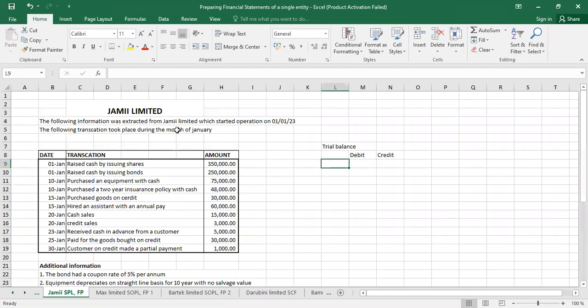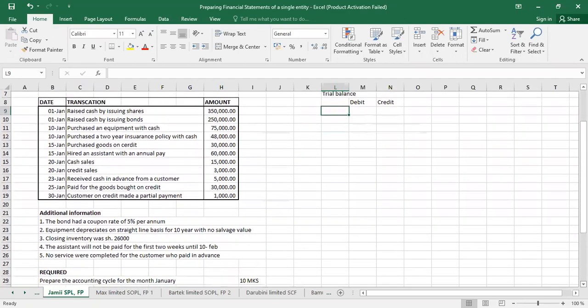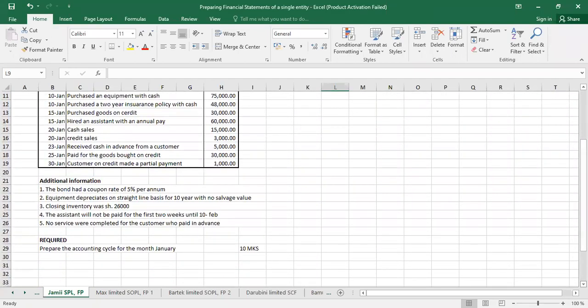So the following information was extracted from the books of Jamii Limited, which started operation on 1st January 2023. The following transactions took place during the month of January. We've been given the transactions, the details, and the amounts respectively. Additional information: we've been told of the bond interest rate of 5% per annum. We've also been told that equipment depreciates on a straight line basis for 10 years with no salvage value. We've also been told that closing inventory was 26,000. And you've also been told of what else? The assistant will not be paid for the first 2 weeks until 10 February.